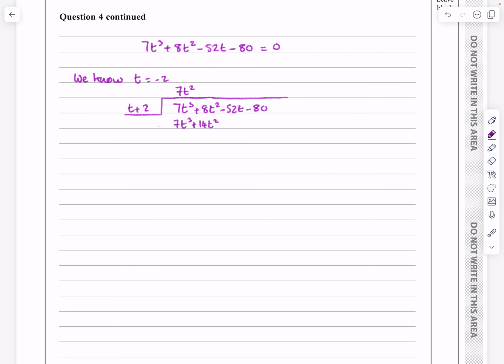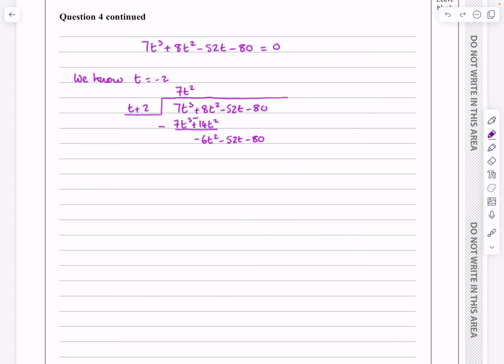What we then do is subtract that, and the t cubes should all cancel. 8 minus 14 gives me minus 6t squared. Bring down the minus 52t minus 80, and then just repeat that method again. If you're not sure about this, go back and look at some of my other videos on the channel to remind yourself of this. Now I'm doing how many times does this go into this?